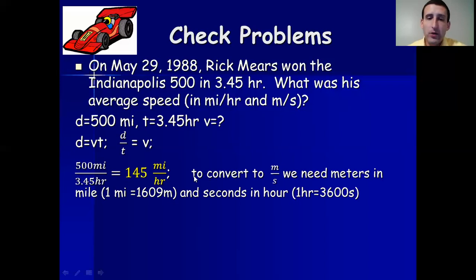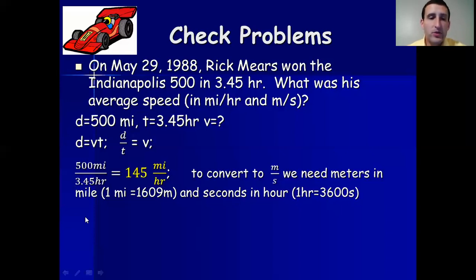Now, in order to convert from miles per hour to meters per second, as we talked back in chapter 1's notes and video, we need to have the conversion factors. So we need to have the conversion factor between meters and miles, which is 1 mile is 1,609 meters, and the conversion factor between seconds and hours. So an hour, of course, is 60 minutes, and each minute is 60 seconds. So 60 times 60 is 3,600 seconds. So those are our conversion factors.